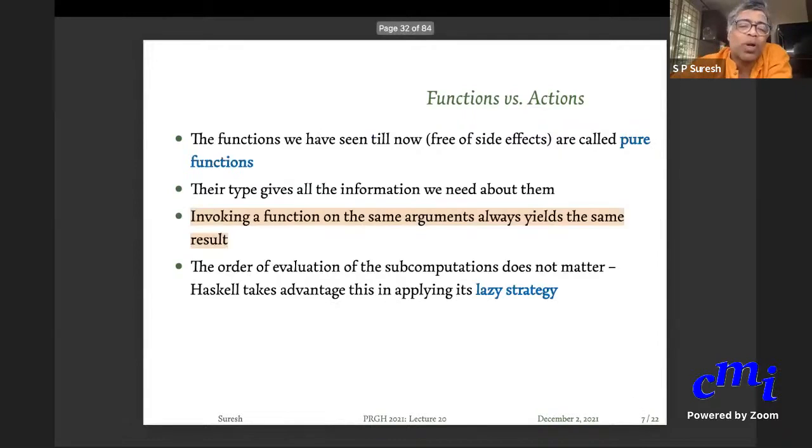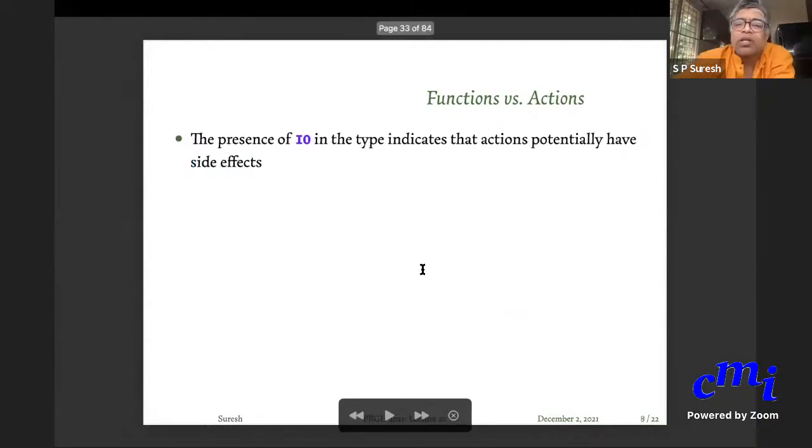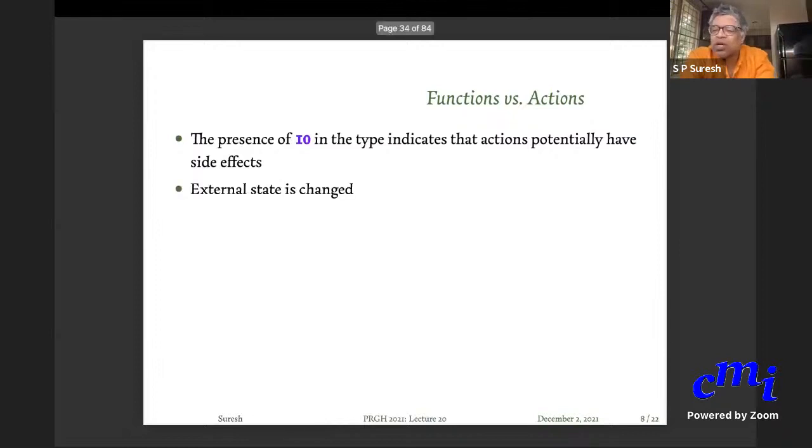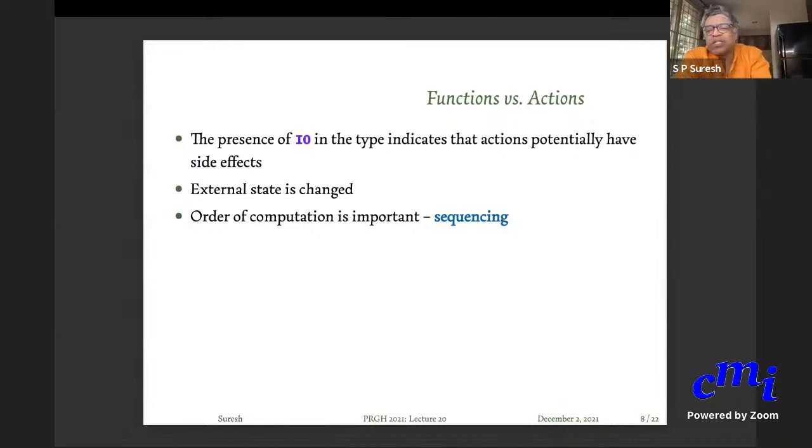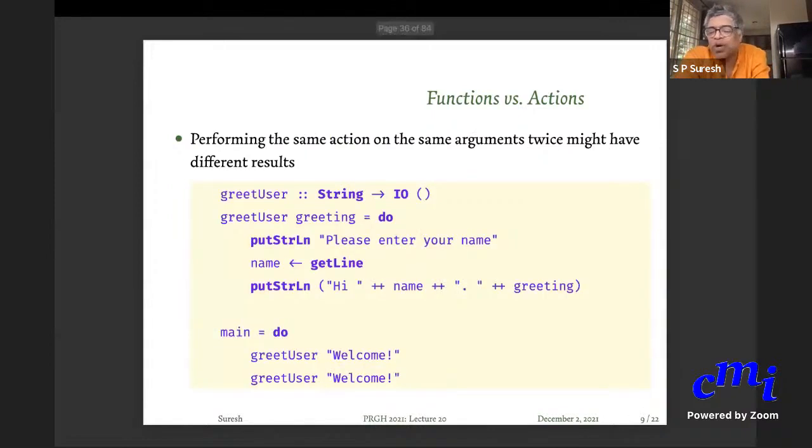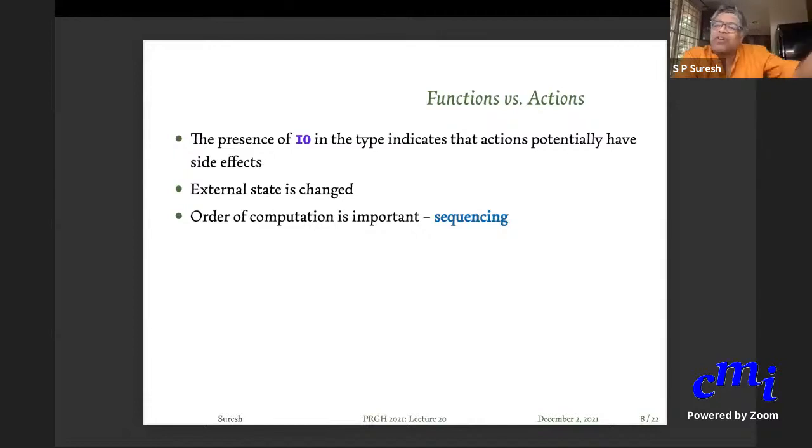The presence of IO in the type indicates that actions potentially have side effects. So these are not pure functions, which means that the external state is changed, and order of computation is important. I first get a line and then I put it out, not that I cannot put the line before I get the line. I first print hello and then I print world. I don't print world first and then hello. The order matters.